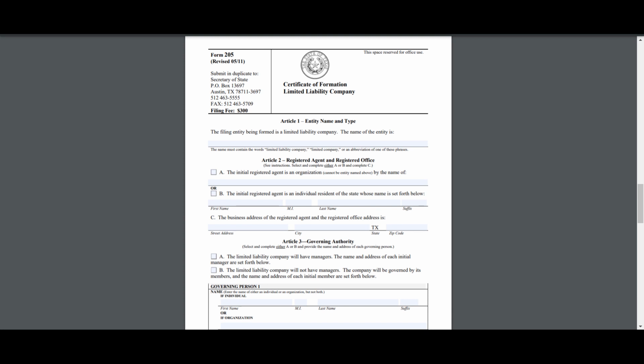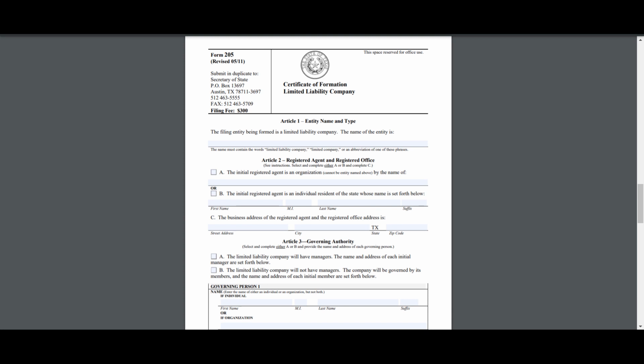Your third step is going to be to file a certificate of formation. A Texas LLC is created by filing a certificate of formation for a limited liability company, which is Form 205, with the Secretary of State. The certificate may be filed online through the Texas Secretary of State SOS Direct website or by mail. The filing fee is going to be $300.